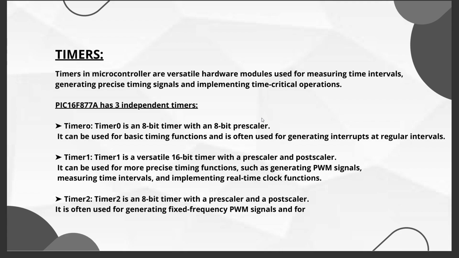Now let us know about timers. Timers in microcontrollers are versatile hardware modules used for measuring time intervals, generating precise timing signals, and implementing time-critical operations. PIC16F877 has three independent timers: Timer 0, Timer 1, and Timer 2. Timer 0 is an 8-bit timer with 8-bit prescaler. Timer 1 is a versatile 16-bit timer with prescaler and a post-scaler. It is used to generate PWM signals. Timer 2 is an 8-bit timer with prescaler and a post-scaler. It is used for fixed frequency PWM signals.